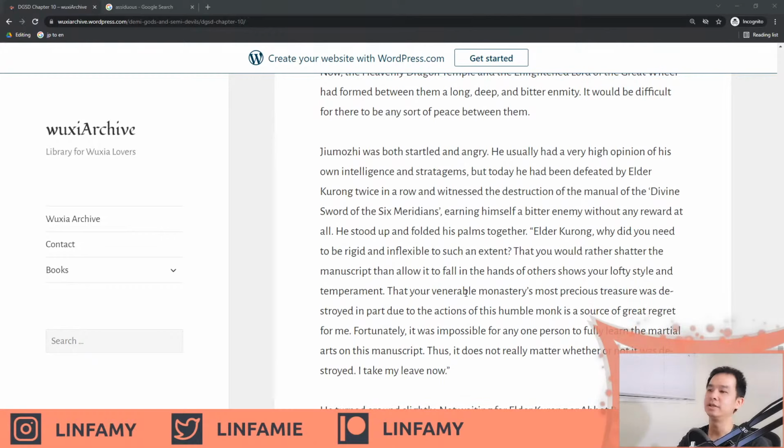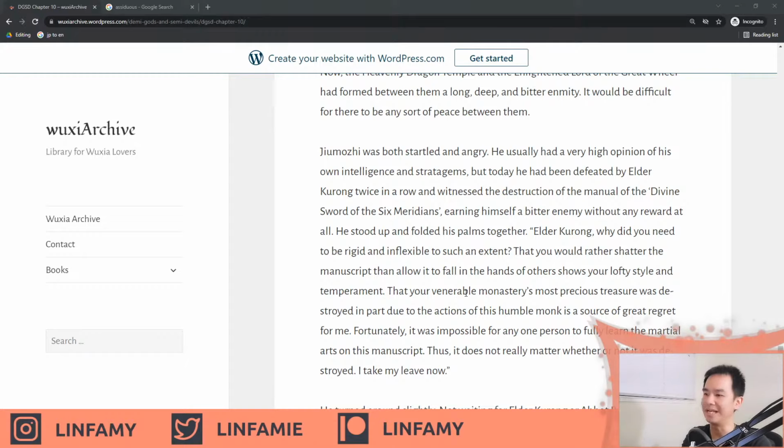He stood up and folded his palms together. "Elder Kurong, why did you need to be rigid and inflexible to such an extent that you would rather shatter the manuscript than allow it to fall in the hands of others? Shows your lofty style and temperament. That your venerable monastery's most precious treasure was destroyed in part due to the actions of this humble monk is a source of great regret for me.